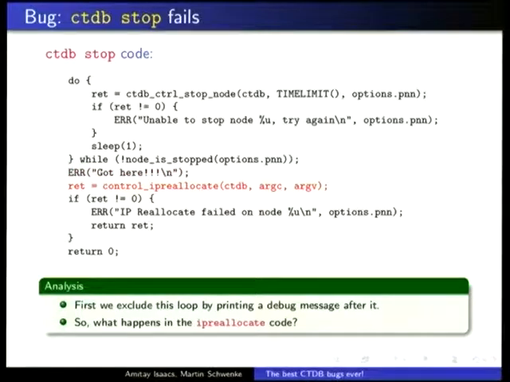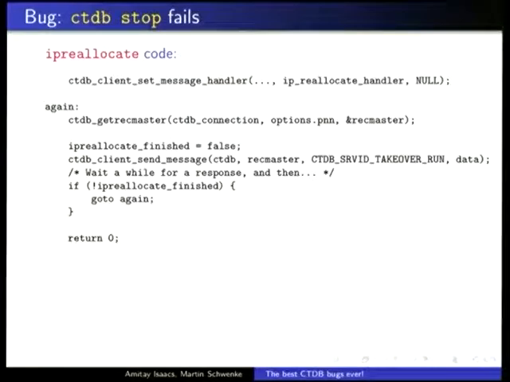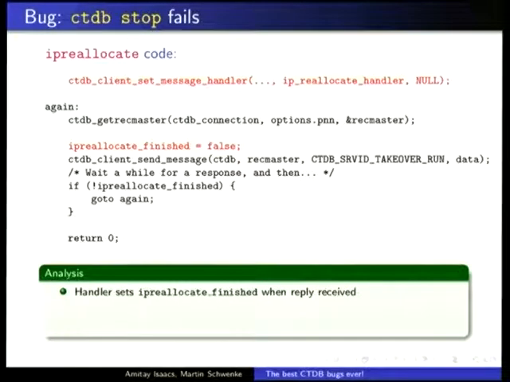So what happens in the IP reallocate code below? You don't need to know what all this stuff means, you just need to admire the shape of the code. So the IP reallocate code, first of all, it registers a message handler because it's going to send a message to the server and it wants to know when the reply comes. And that handler is going to set IP reallocate finished to true. So we initialize it to false, register the handler, and then we really start doing things.